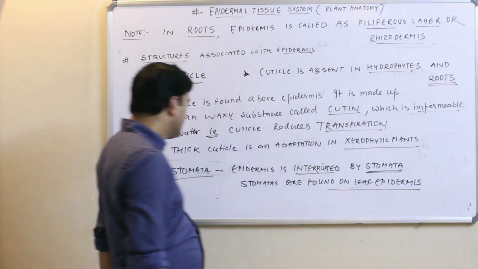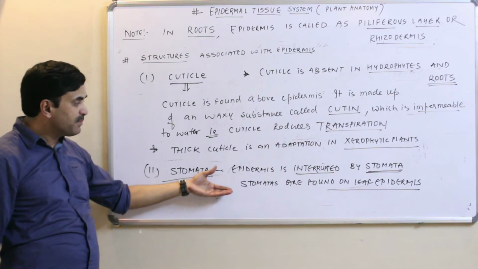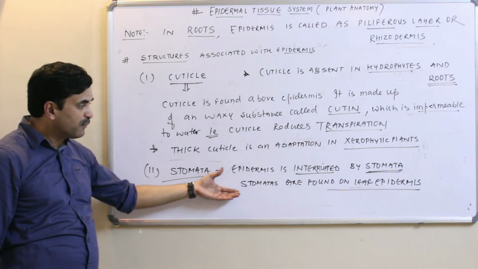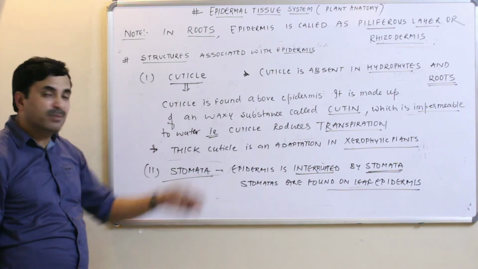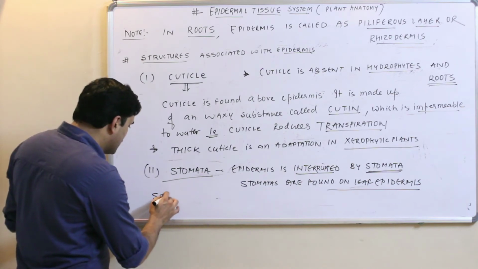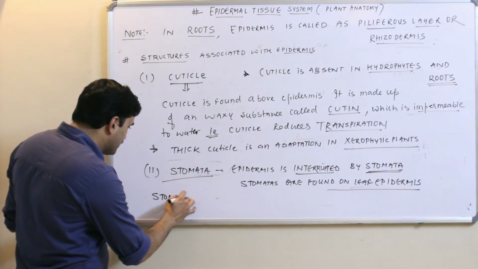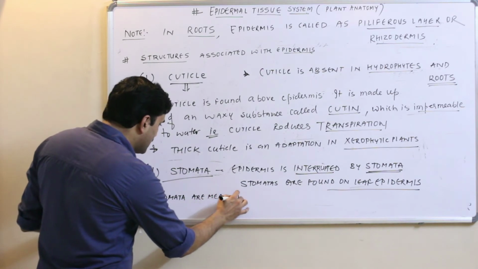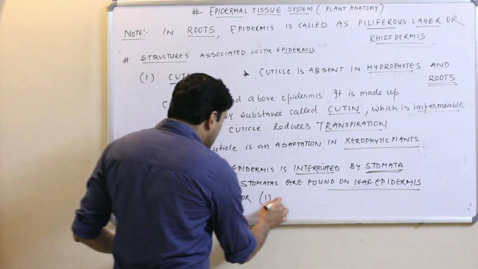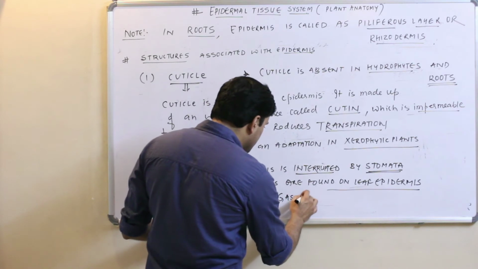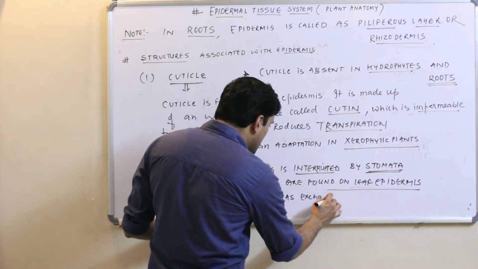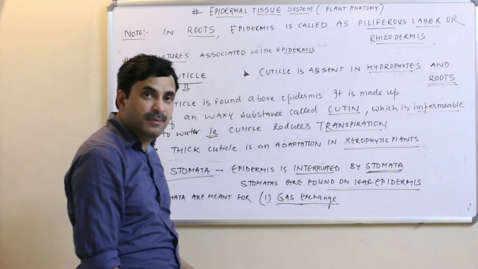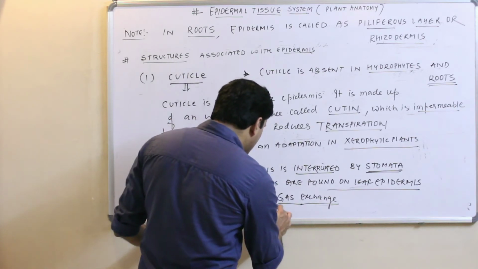Stomata are found on the leaf epidermis. What is the role of the stomata? Remember this thing, that stomata are meant for gaseous exchange, that is exchange of CO2 and O2, and they are also meant for transpiration.